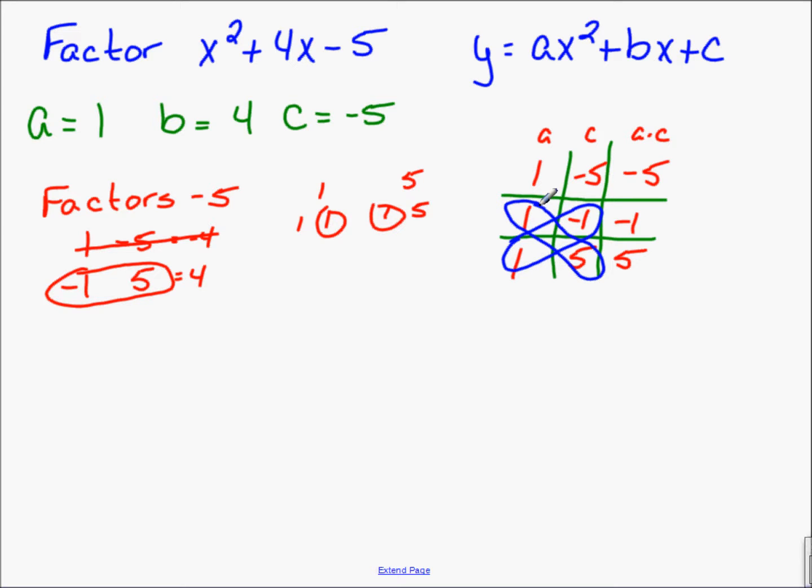And then I keep in mind whatever is over on this side, those are my x terms, and whatever is over here, those are my constants. And so when I write out the factor, it's going to be 1x, I don't have to write the 1, and then plus 5. That takes care of this diagonal. And then the next one is going to be 1x minus 1. That's this diagonal. And this is how we factor.